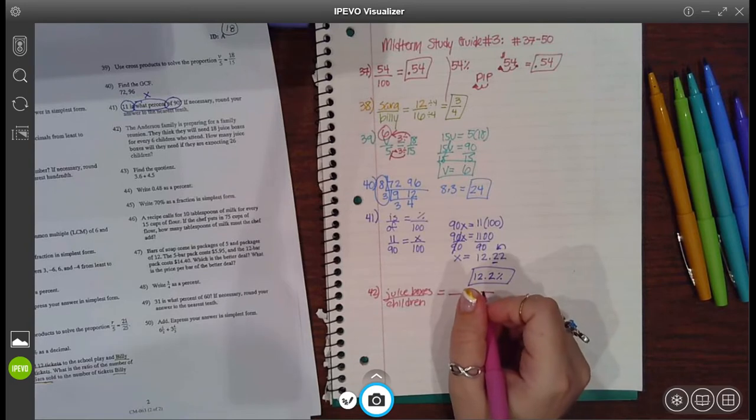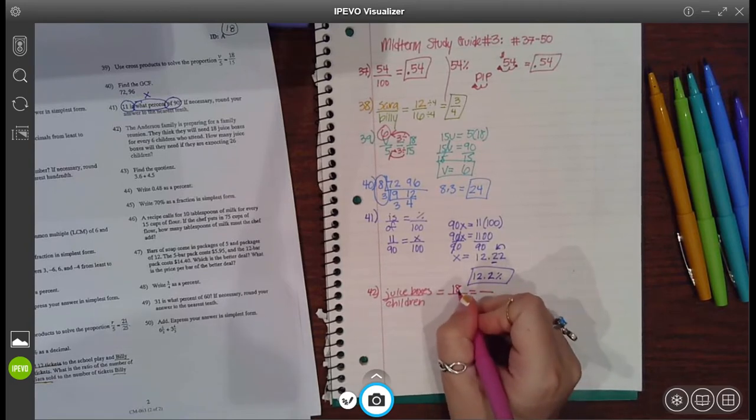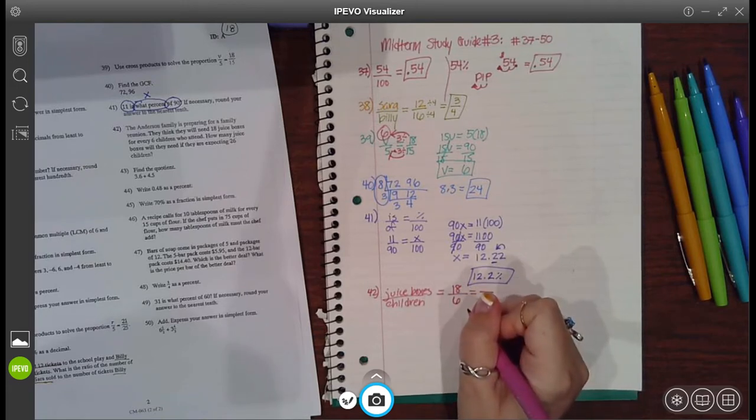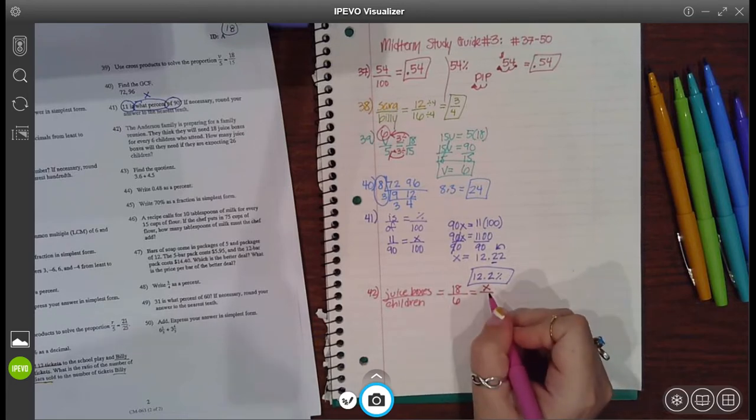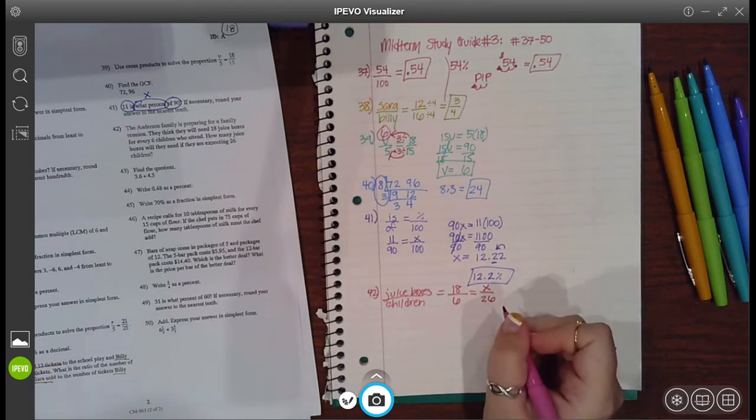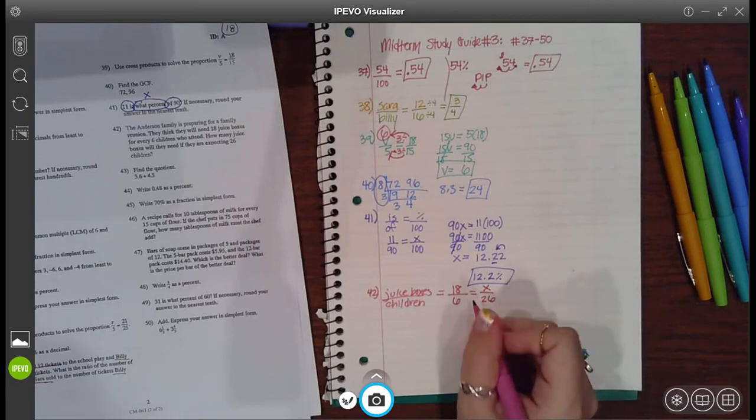Okay, they first said they know that they're going to need 18 boxes of juice for every 6 children. How many juice boxes? So we don't know how many juice boxes we'll need if they're expecting 26 children. Can we do our shortcut of 6 times something to get 26? Nope. So let's do cross products.